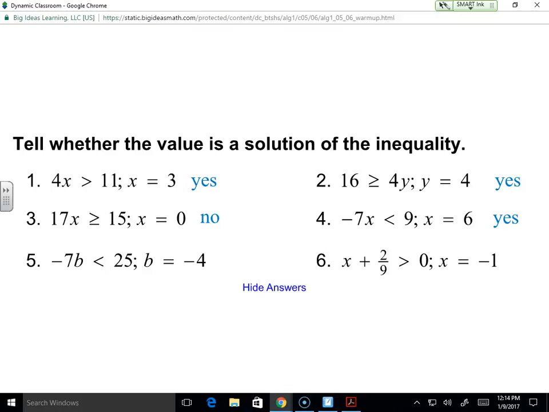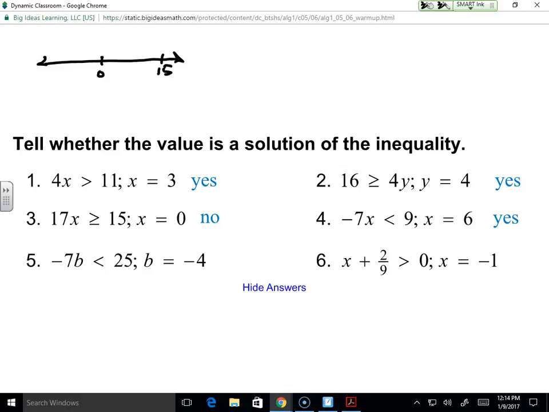Number 5, let's double check. Remember, I can't jump around. Okay, here we go. If you plug in 0, what's 17 times 0? Well, is 0 greater than or equal to 15? Nope. And remember, we're always thinking of a number line, right? So then you're asking yourself, for greater than, is it higher? Well, there's 0, there's 15. Is 0 higher than 15?